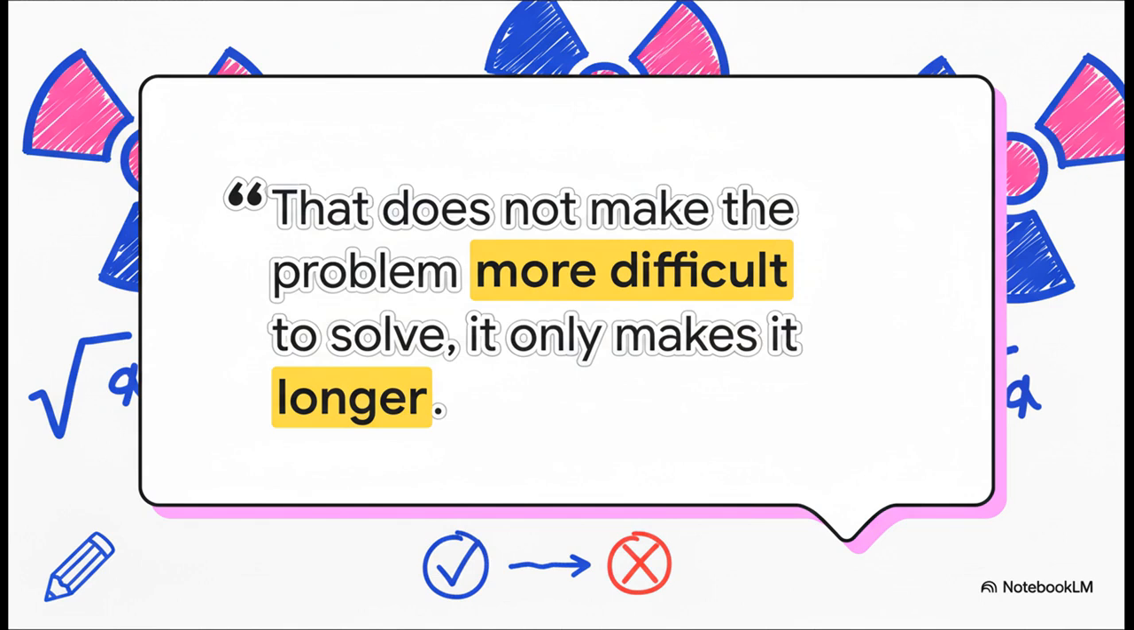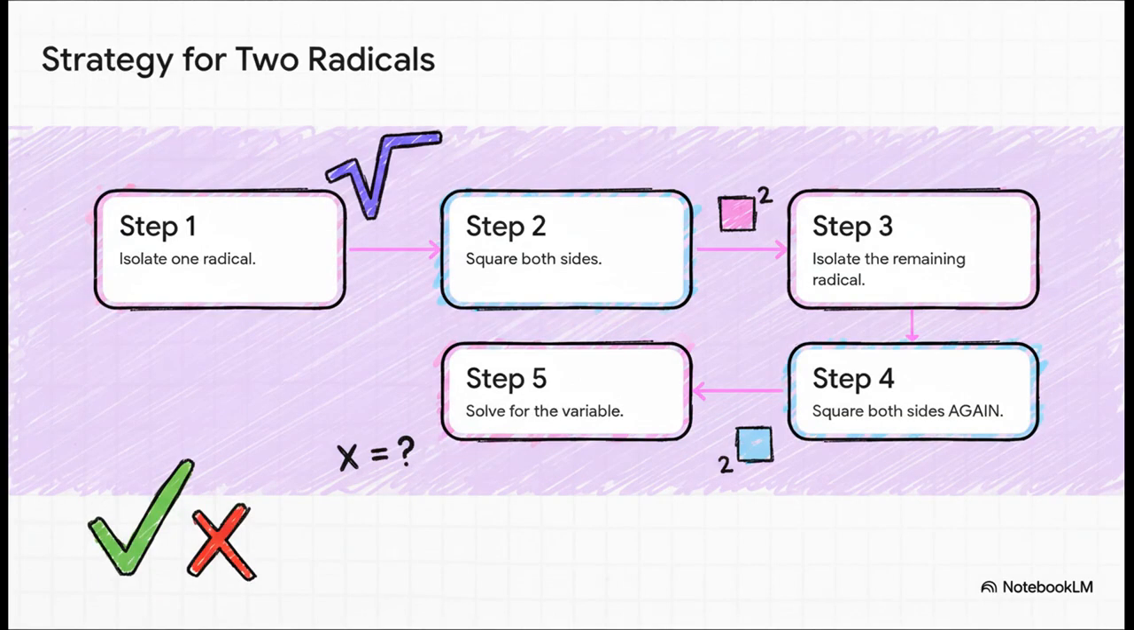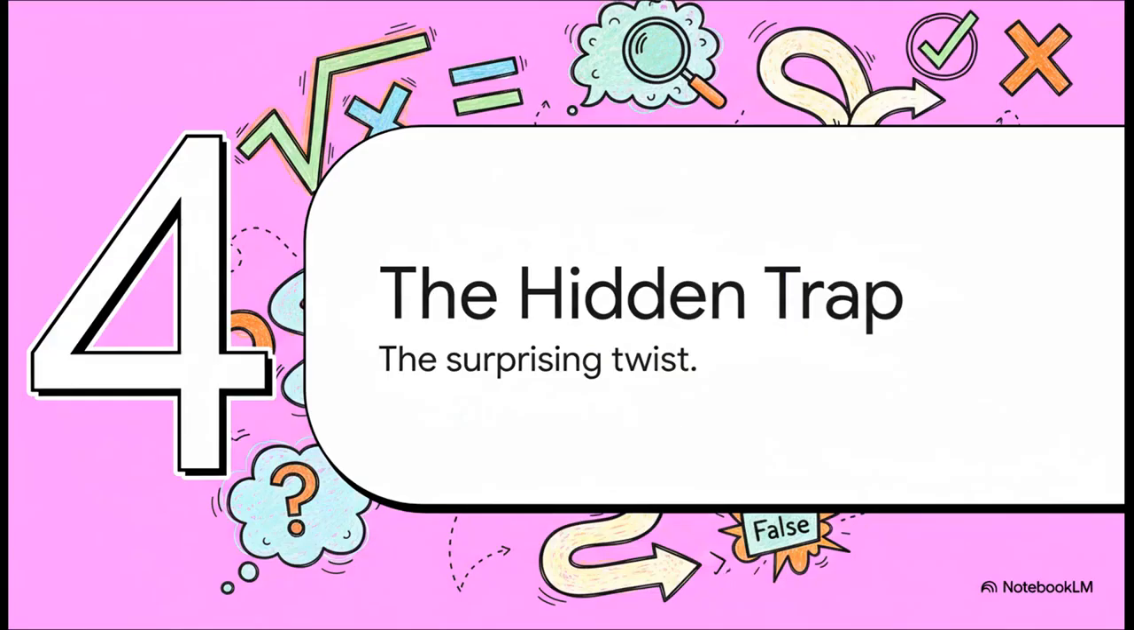We just have to run our same 4-step play more than once. And here's what that looks like in practice. You just focus on one radical, isolate it, and square it away. That'll probably leave you with another radical hanging around. No big deal, you just repeat the process. Isolate the one that's left and square it away. It's just a rhythm. Isolate, square. Isolate, square.